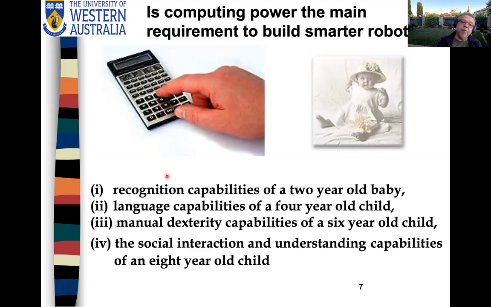And it is believed by the computer vision community and robotics community that if we're able to develop systems with the recognition capabilities of a 2-year-old baby, the language capabilities of a 4-year-old child, the manual dexterity capability of a 6-year-old child, how you grasp objects, and the social interaction and understanding capabilities of an 8-year-old child, robotics and computer vision will advance enormously.